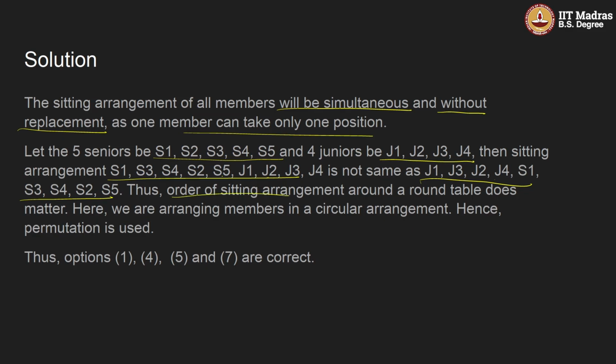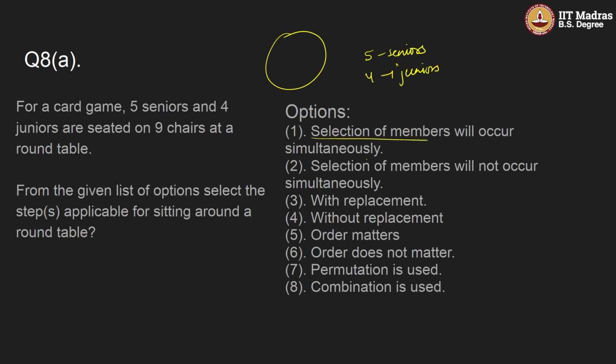So the order of the seating arrangement does matter here, right? And we are also arranging the members in a circular arrangement. The permutation is used here. So options 1, 4, 5, and 7, that is, selection of members will occur simultaneously, without replacement, order matters, and permutation is used. These are the 4 options that are correct.